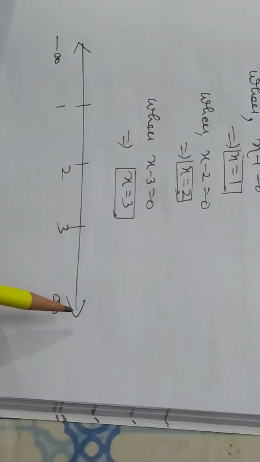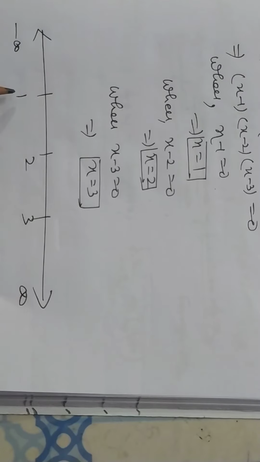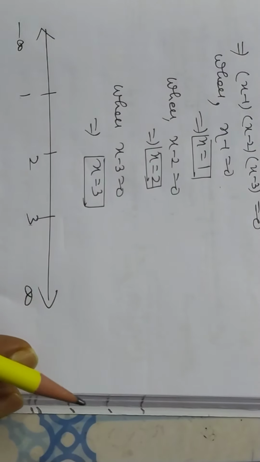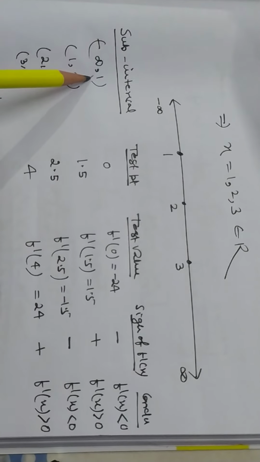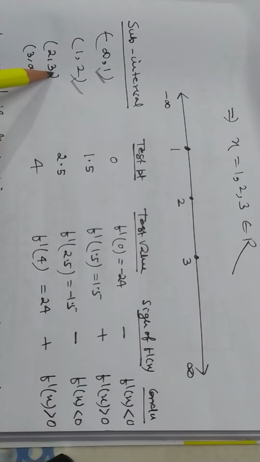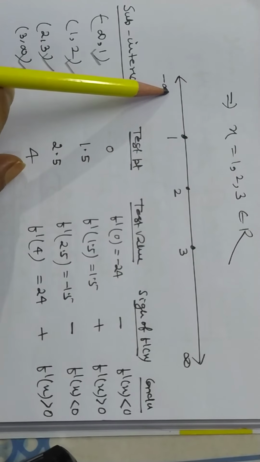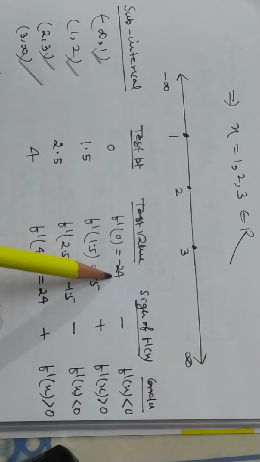What do you observe? We observe that we get subintervals minus infinity to 1, 1 to 2, 2 to 3, and 3 to infinity. And check the sign here also. Keep in your mind, in between minus infinity to 1, we take a point 0. f dash 0 is equal to minus 24.